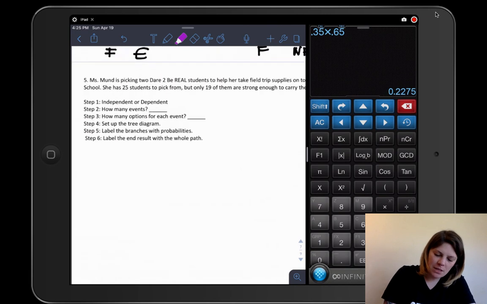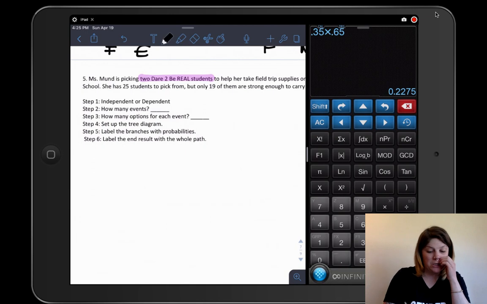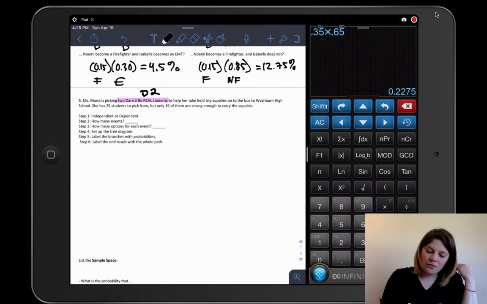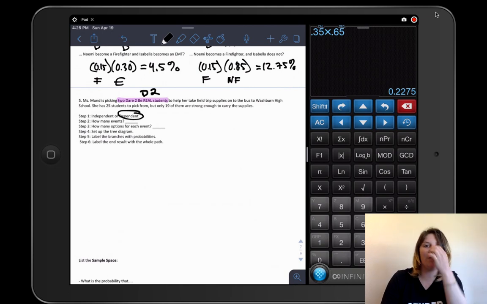We have Miss Mund picking 2 Dare to Be Real students. Oh, that should say D2. We changed the name to be D2. Anyway, to take her field trip supplies on the bus to Washburn High School. She has 25 students to pick from, but only 19 of them are strong enough to carry the supplies. So what is happening here? We have a dependent situation because you need 2 people to carry the supplies. You can't pick the same person twice. You need 2 different people at the same time to be able to carry the supplies.